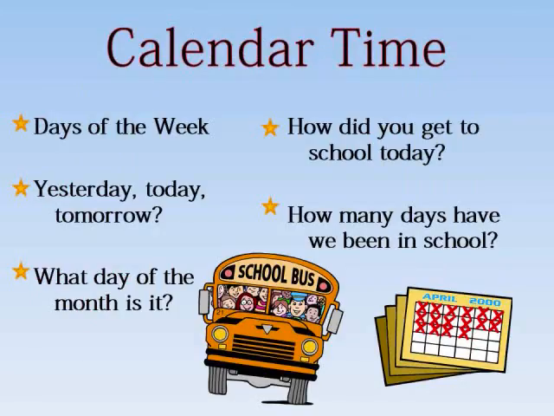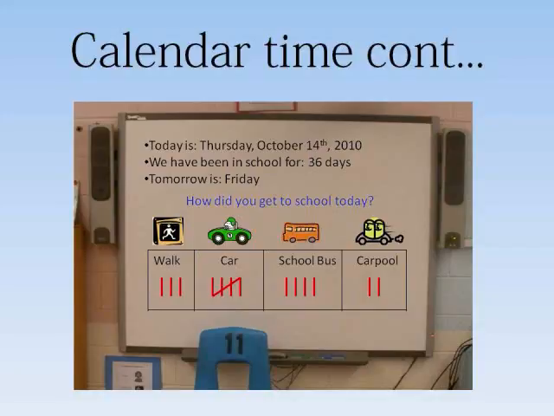The students are always actively engaged in calendar time. While sitting on the colorful rug, students answer questions such as what day of the week it is, what was yesterday, and what day is tomorrow. As you can see in this slide, another question during calendar time asks the students how they arrived at school that day. Students are allowed to choose a color to write with and make a tally mark under the category that applies to their mode of transportation for the day.